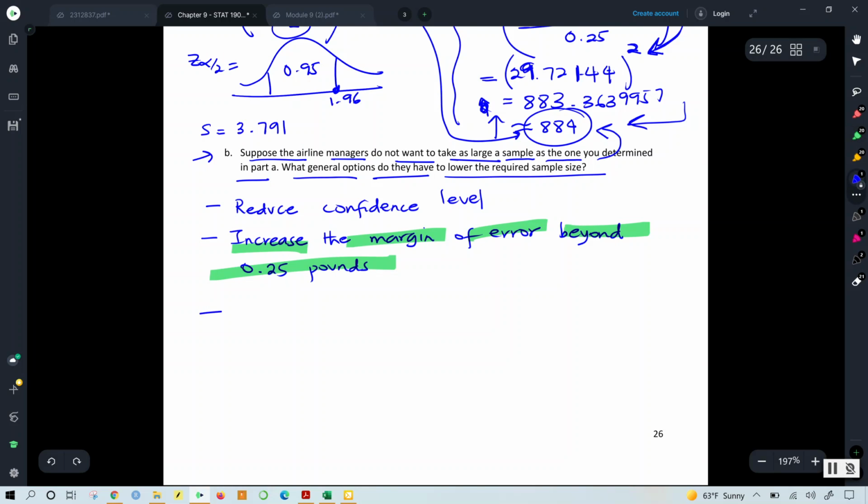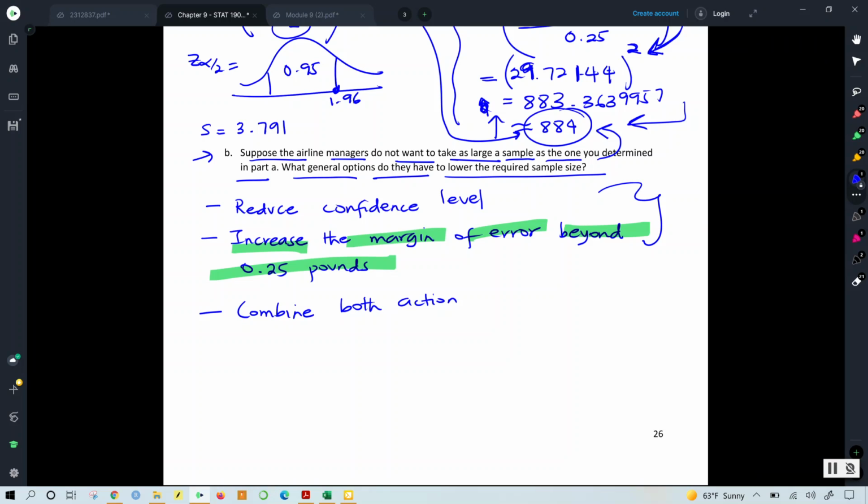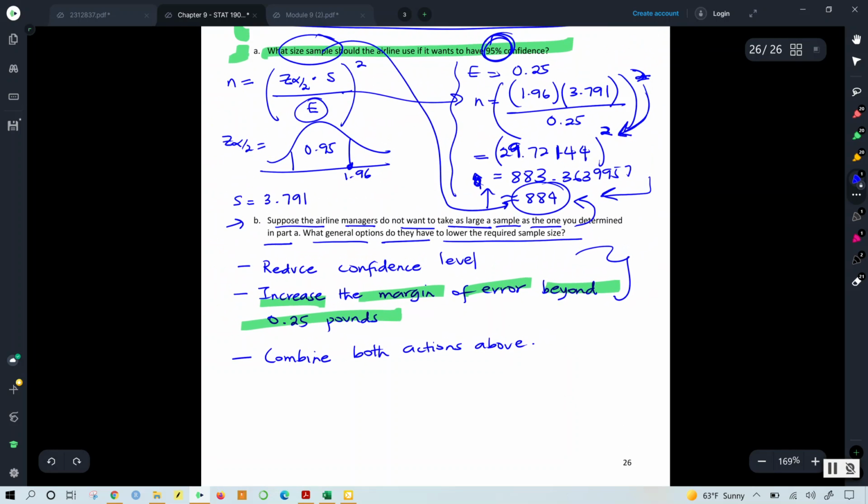And then one other way is to combine both actions above. That is, reduce the confidence level and increase the margin of error beyond 0.25 pounds at the same time. So combine both actions above. With that, we come to the end of our discussion on confidence intervals.